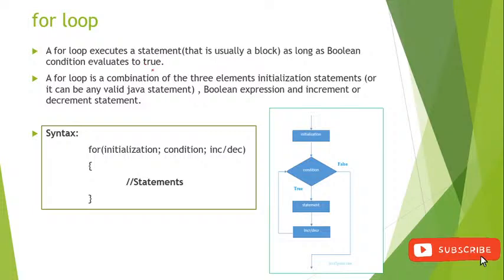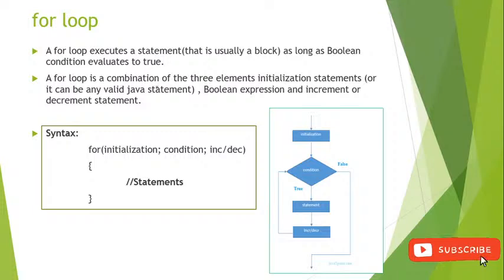It means we will provide one condition here that will give us true or false. That is the boolean value. If that boolean value is true, then that statement or block will be executed. If our condition is false, our code, or our JVM, will come out of the loop. That is how our loop will work.